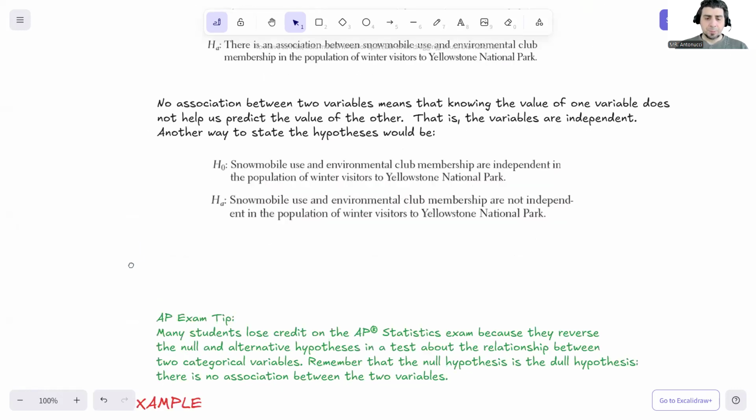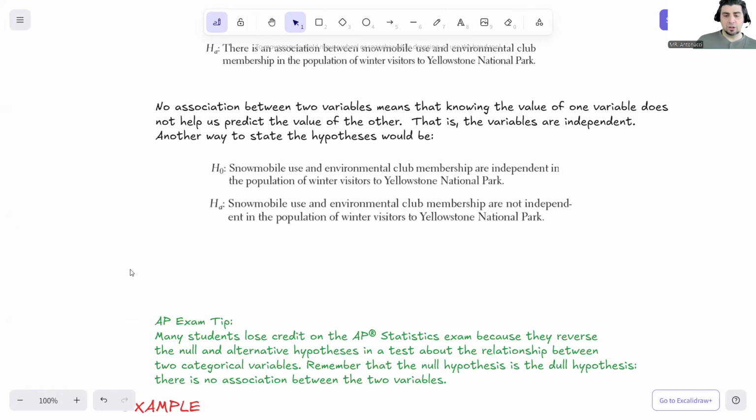All right, so a tip here is many students are going to lose credit on the AP Stats exam because they reverse the null and alternative hypothesis in a test about the relationship between two categorical variables. So remember that the null hypothesis is the dull hypothesis. That is, there is no association between the two variables. Okay, so just be careful there that you don't reverse the two.